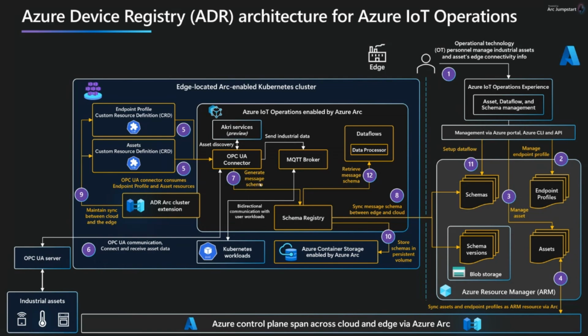And once that is generated, Schema Registry is responsible for taking that message schema and synchronizing it to the cloud as part of step 8. And then as we continue, you've got the Arc cluster extension provided by ADR that syncs that asset and endpoint profile back to the cloud. And finally, where I'll pass it off to Tony, is where we have the storage of those message schema that are pulled down from the cloud and stored persistently at the edge in Azure Container Storage enabled by Azure Arc.